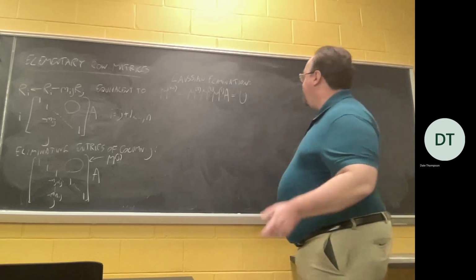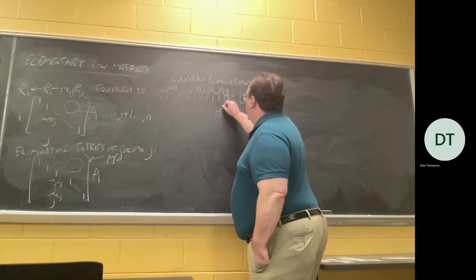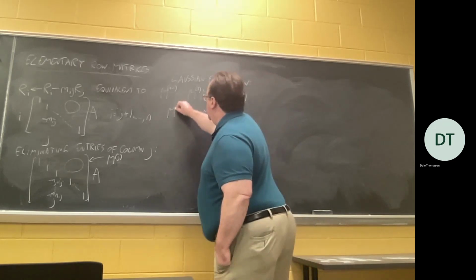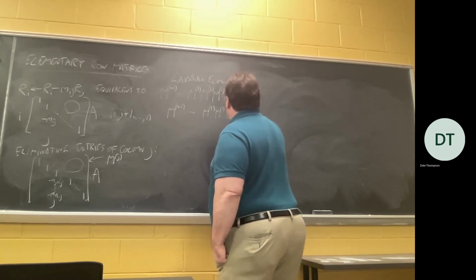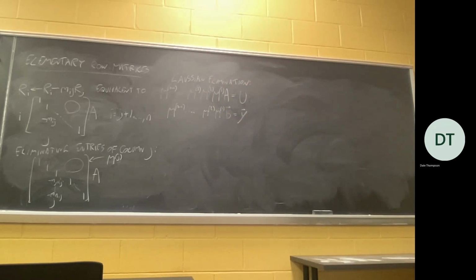And those same row operations are applied to B. So I have M1, M2, and so on, up to M N minus 1, and that gives us my modified vector Y. So now then we would solve the system UX equals Y.